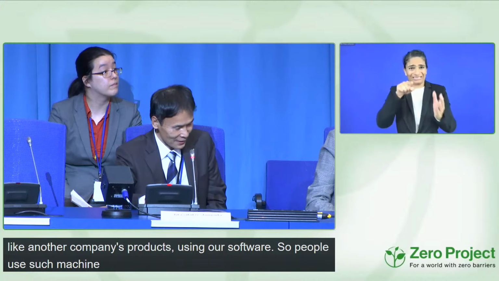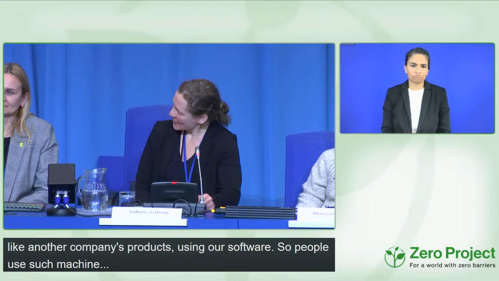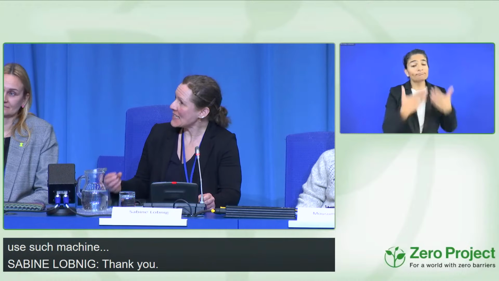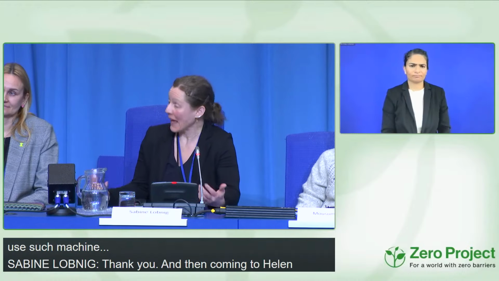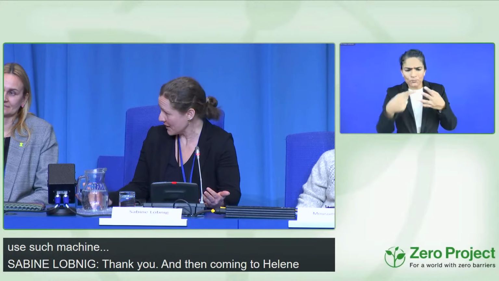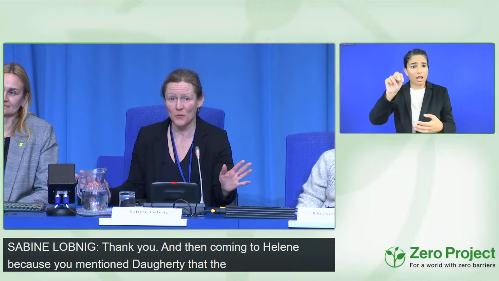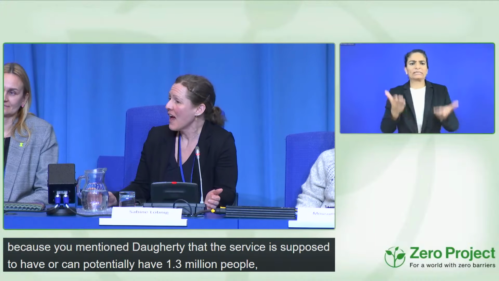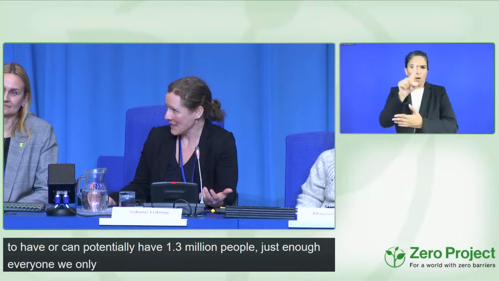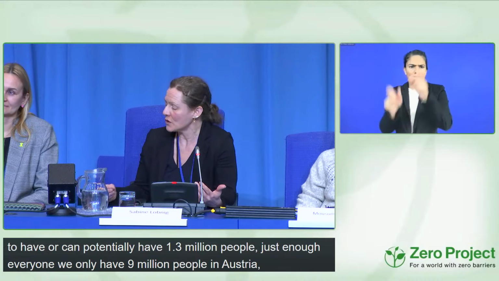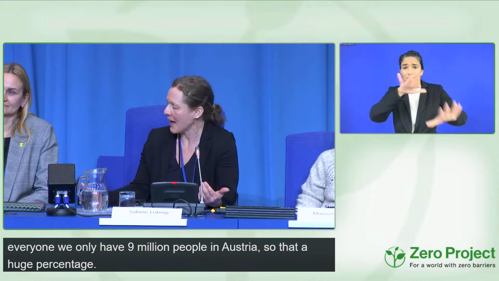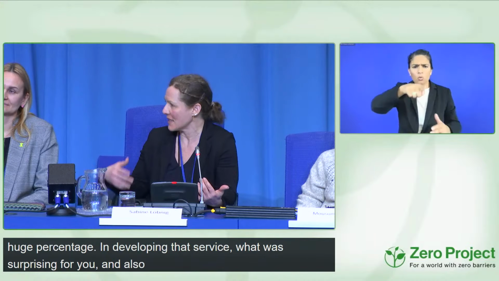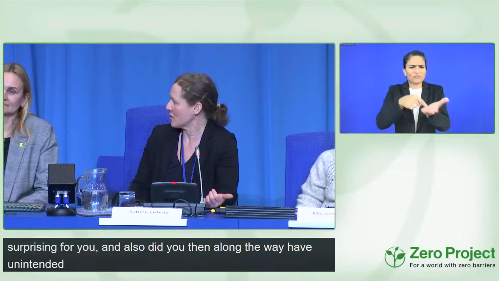Thank you, Masahiko. And then coming to Helene. Because you mentioned already that this service can potentially help 1.3 million people. Just to know for everyone, we only have 9 million people in Austria, so that's a huge percentage. In developing that service, what was surprising for you? And also, along the way, did you have unintended consequences or additional benefits that showed themselves in developing the solution?